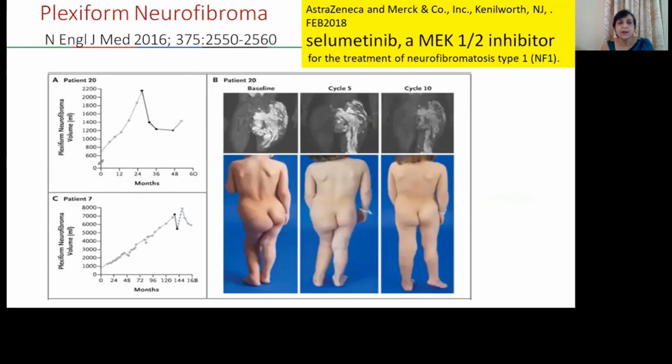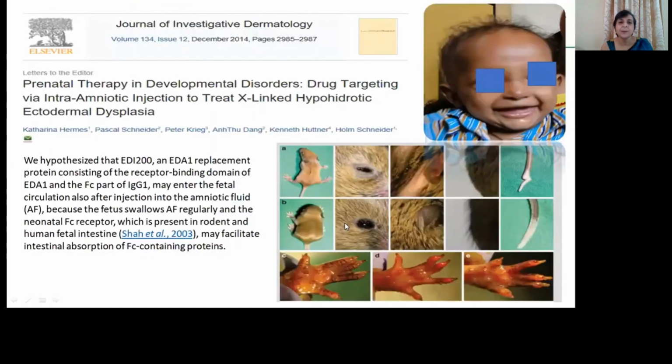Not only gene therapy, but many pathway-based drugs are being developed, and you can see the efficacy of selumetinib in resolution of the disfiguring plexiform neurofibroma.